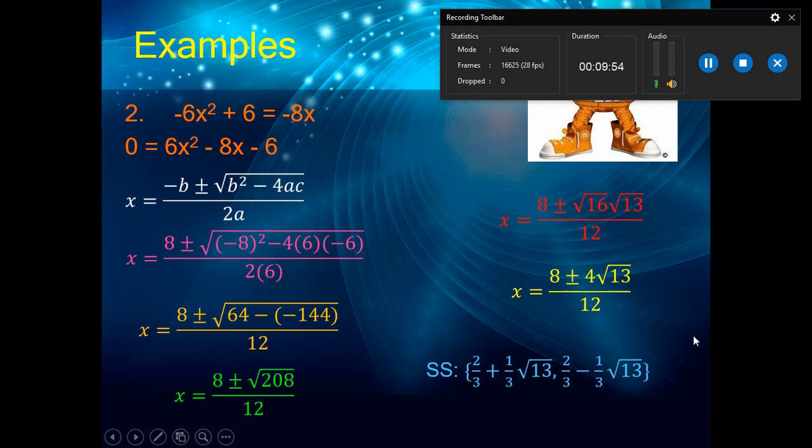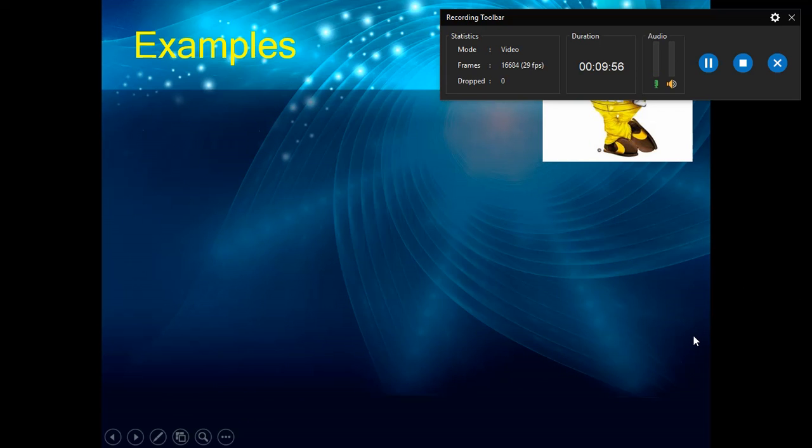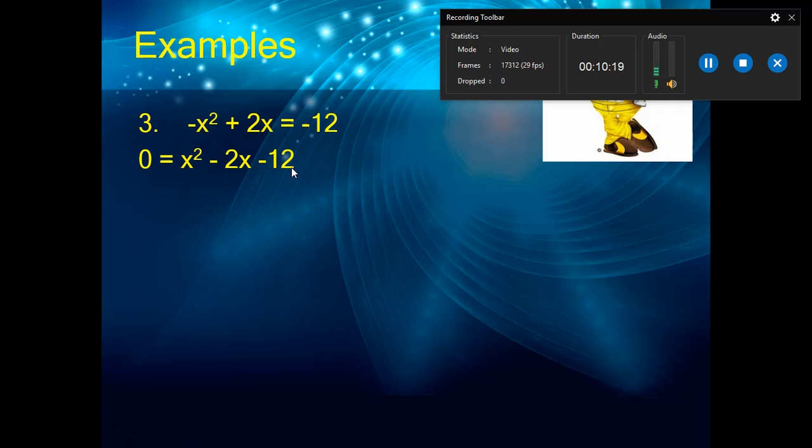In example 3, our quadratic equation is not in standard form. Again, I'm going to move negative x squared and positive 2x to the right so that my quadratic term can be positive. So my equation is going to start with 0 equals. And as I move things, signs change except for the 12, which was the constant, and it was really negative 12.